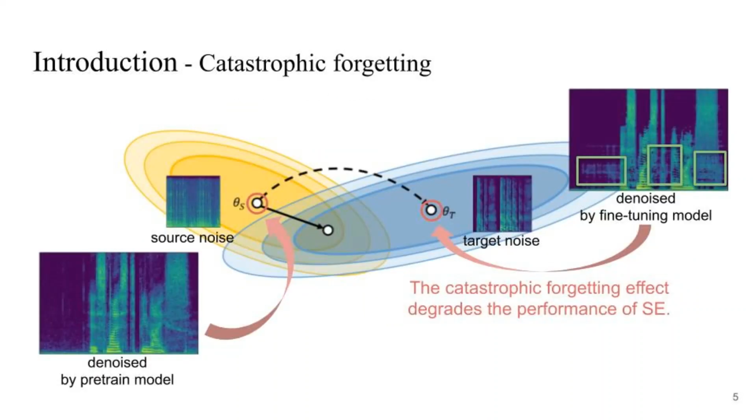Adaptation to a new environment may lead to catastrophic forgetting of the previously learned environments, especially with few target data. The catastrophic forgetting issue degrades the performance of SE in real-world embedded devices, which often revisit previous noise environments. As you can see on the right side, the noisy speech which is polluted in the source domain cannot be enhanced well by the model fine-tuned in the target domain.